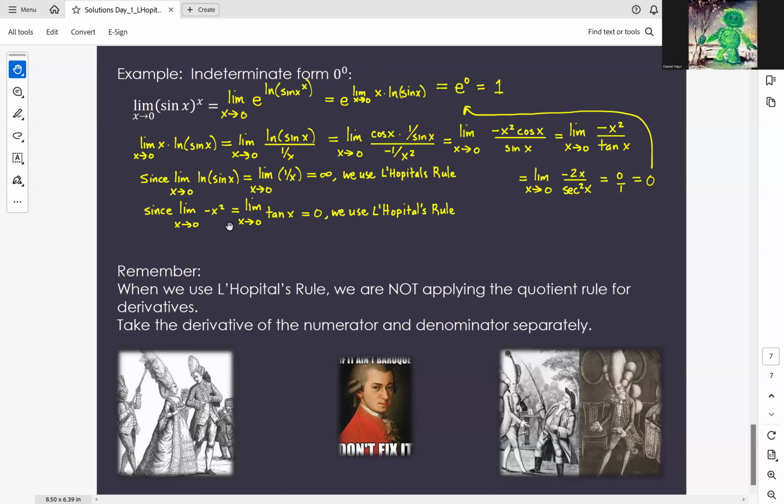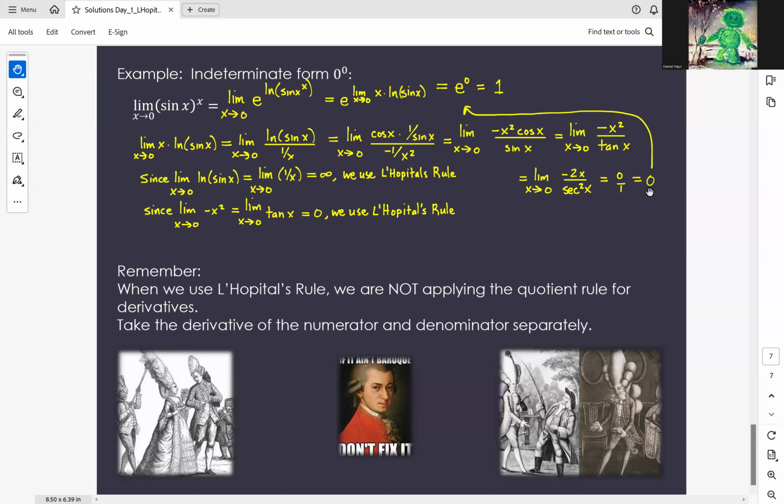So I'm going to show a second set of justification for L'Hopital's rule. And then we're going to take derivatives again. Negative x squared becomes negative 2x. Tangent becomes secant squared. And finally, after all of that, we can plug in zeros now and get something usable. In fact, I get back a 0. This is not my final answer.